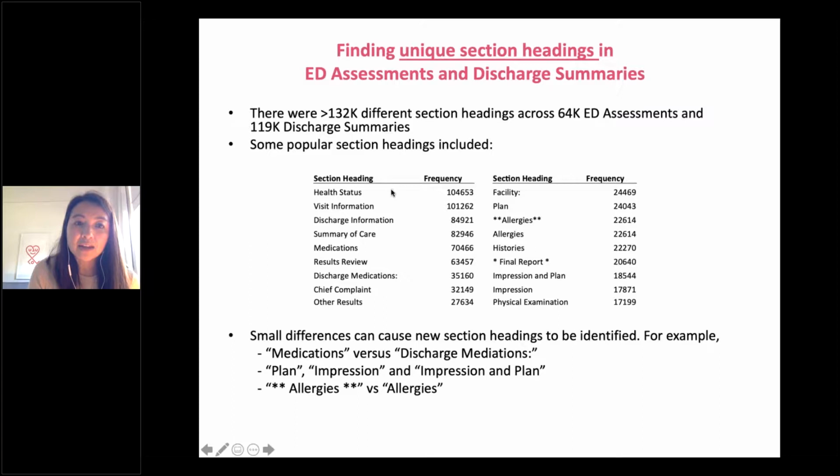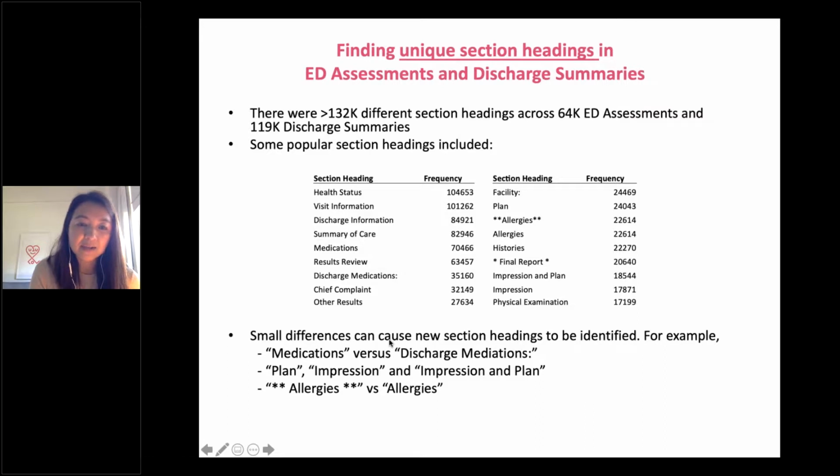This is to show you that in over 64,000 ED assessments and 120,000 discharge summaries, there were over 132,000 different section headings. We were interested in the section heading for presenting complaint, but to explore this, we wanted to know how these notes are structured, and they're all very variable. These top ones are structured in the template, but then there's other ones which aren't in the template. And these small differences can cause new section headings to be identified.